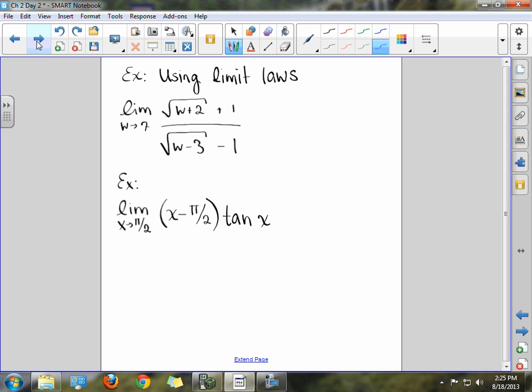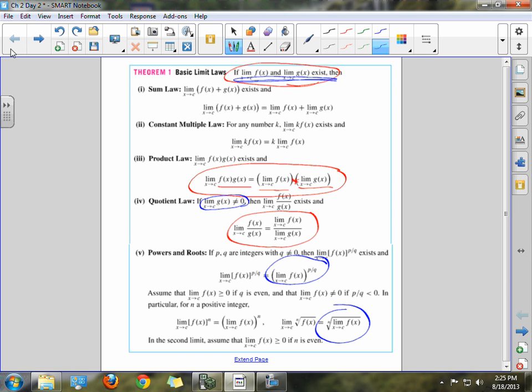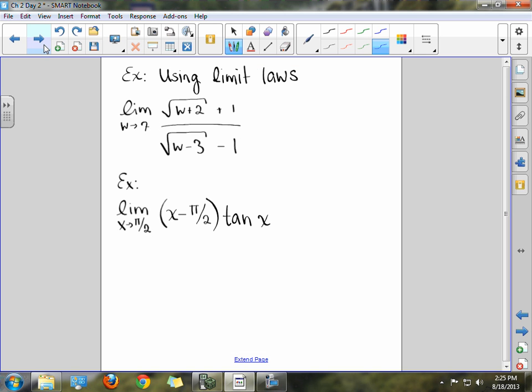Now here's an example of the way you would use the limit laws. Later you're just going to do this naturally, but I'm going to write it out for you. One of the limit laws that we're given, I'm not sure if it's on this page, it's not, is that the limit as x approaches c of just x, so just that variable, is going to be equal to c.